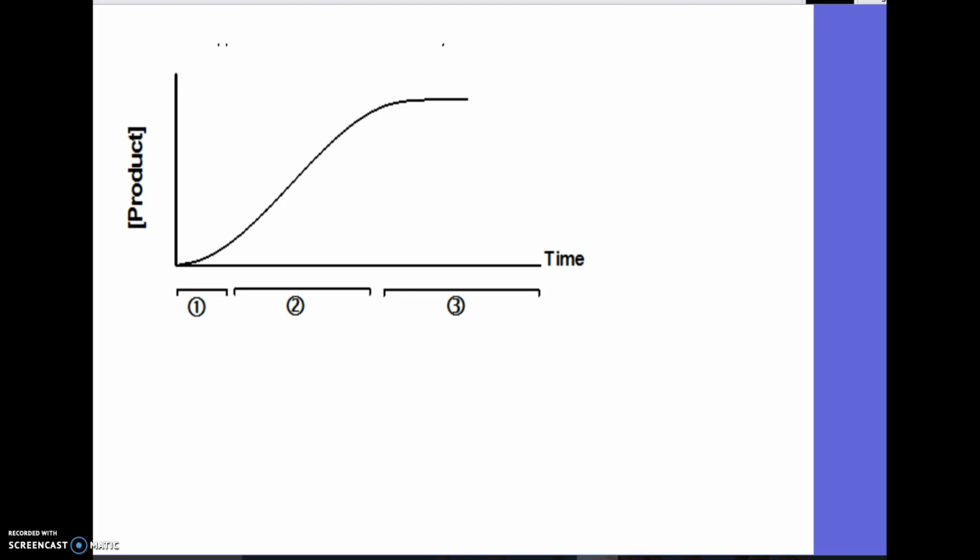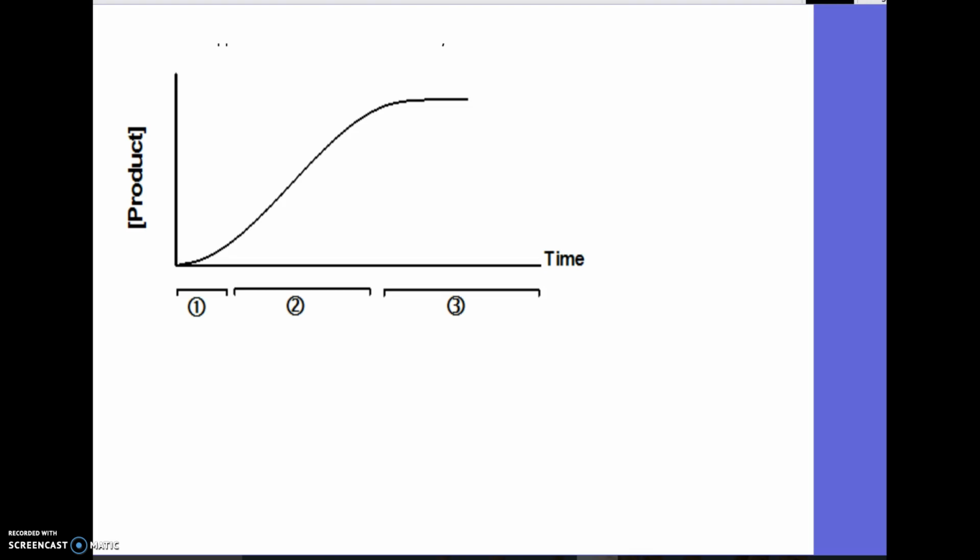Okay. So please be careful. Pay attention to the labels. If it's how much product is being made, this plateau is not saturated. This plateau is where the enzymes are finished. They're not doing anything here. Saturated is when the most product is being made.